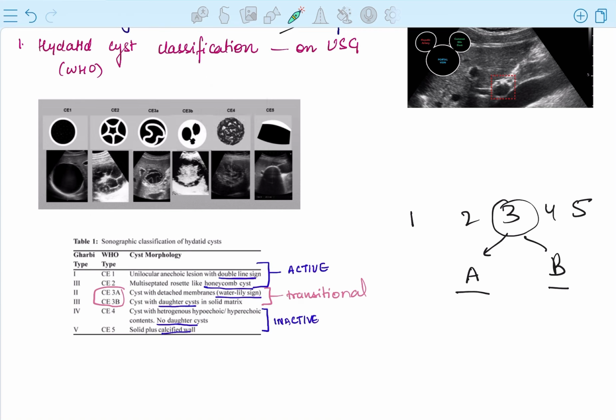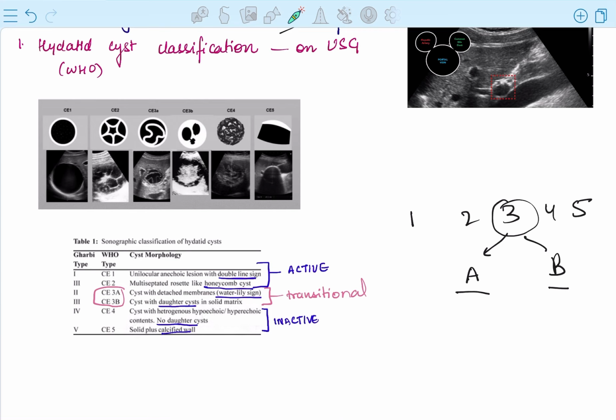CE4 is the dead stage, the inactive stage. You can't see any daughter cyst. So there is no daughter cyst and there is heterogeneous echogenicity. Heterogeneous echogenicity with hyperechoic or hypoechoic content can be seen. And as you can see, it is an inactive stage, so there is no daughter cyst.